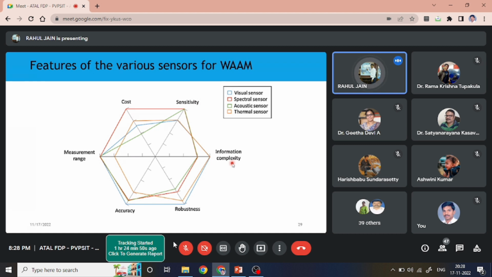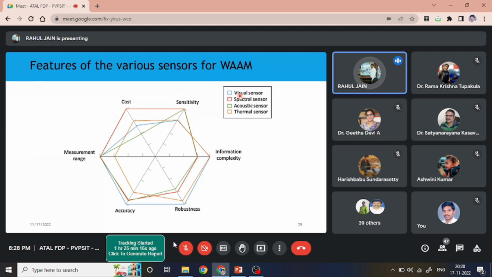Information complexity means how complex the information or data is that a particular sensor can capture. Robustness, how robust or how reliable that sensor is. And last but not the least, accuracy, right? So again, we are not talking about precision over here, but accuracy: how close is the result of that particular sensor to the real one, right? So let us try to see it one by one.